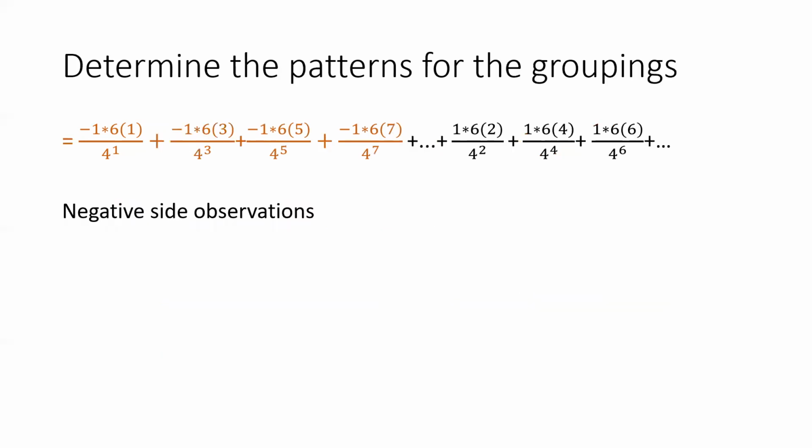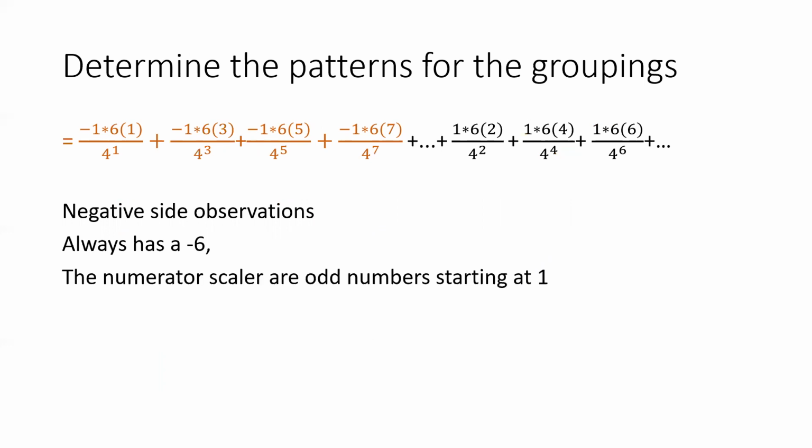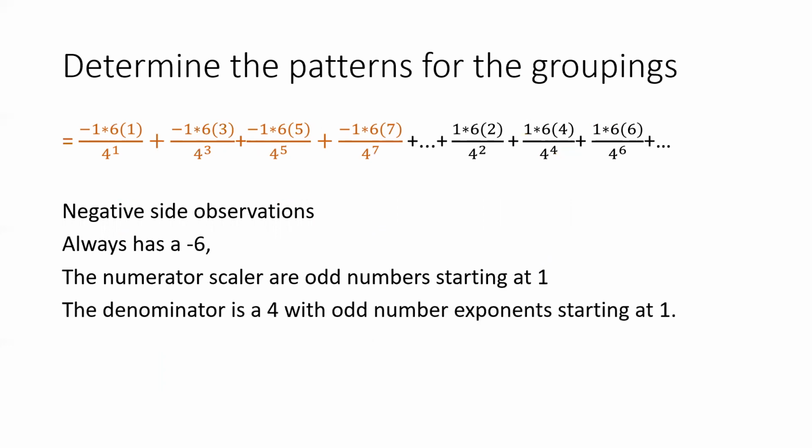So let's try to identify what patterns we notice. And we notice on the negative side, I always have that -1 times 6 in the numerator, meaning I always have a -6. And then I also have that scalar value of 1, 3, 5, 7, which means that's always an odd number starting at 1. And the denominator is similar in that the exponent is 1, 3, 5, 7. So the denominator can be characterized as having a 4 with an odd power, obviously starting at 1.